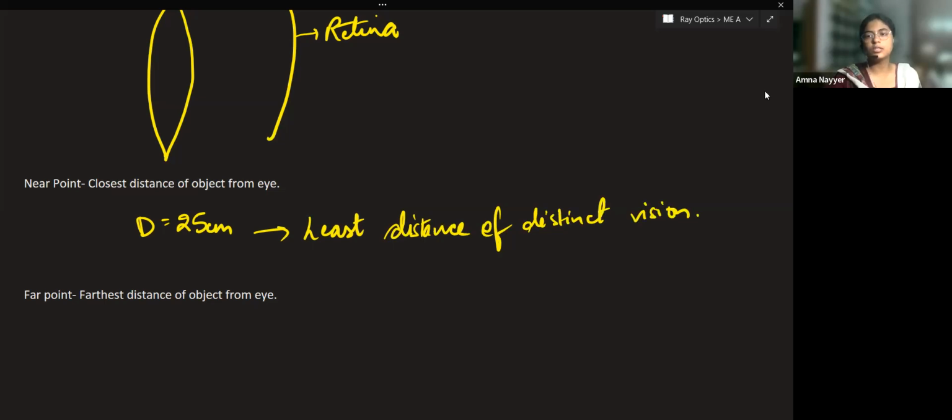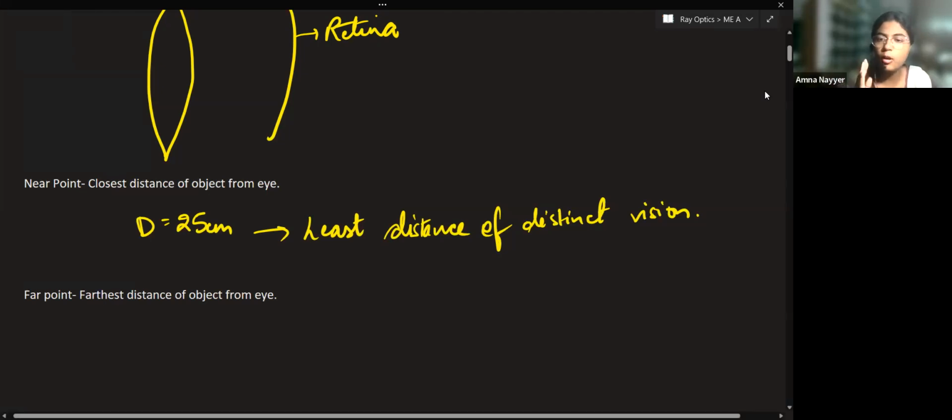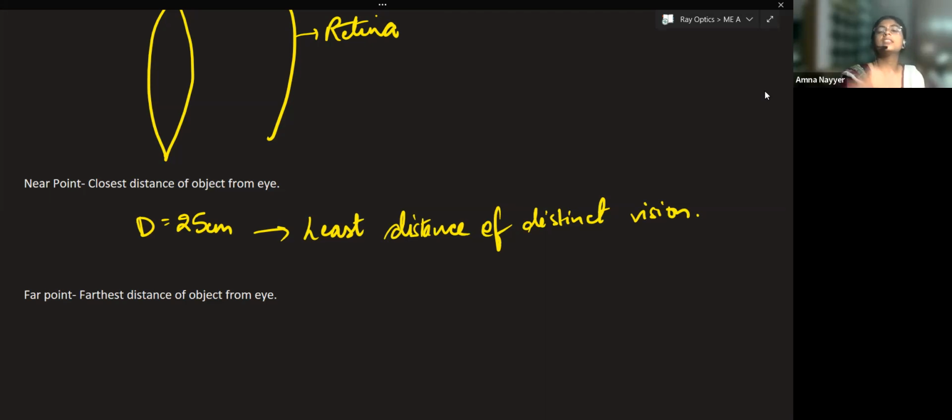Least distance of distinct vision. It means this is the minimum distance in which you are able to see an object clearly. Now, what is then the maximum distance in which you are able to see an object? That is known as the far point. It means the farthest distance that you are able to see from the human eyes. Farthest possible distance. So, farthest possible distance is infinity.